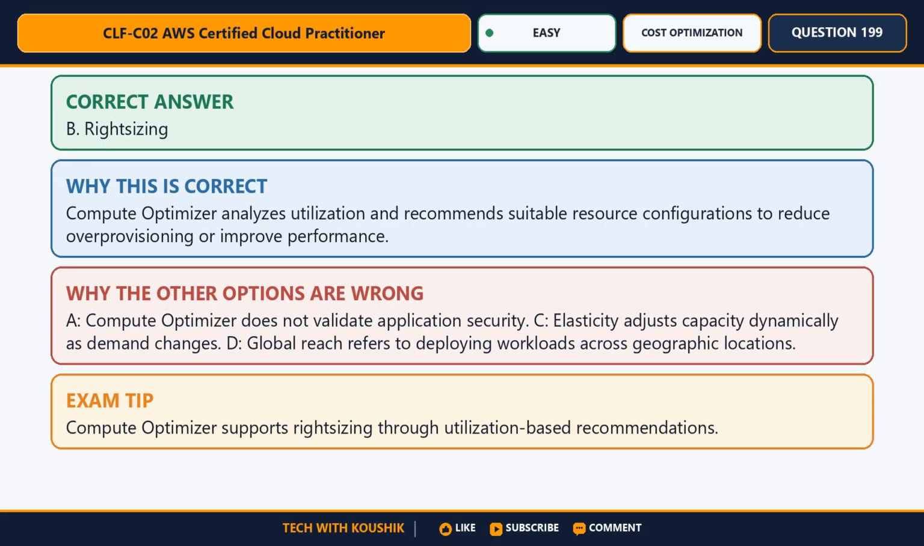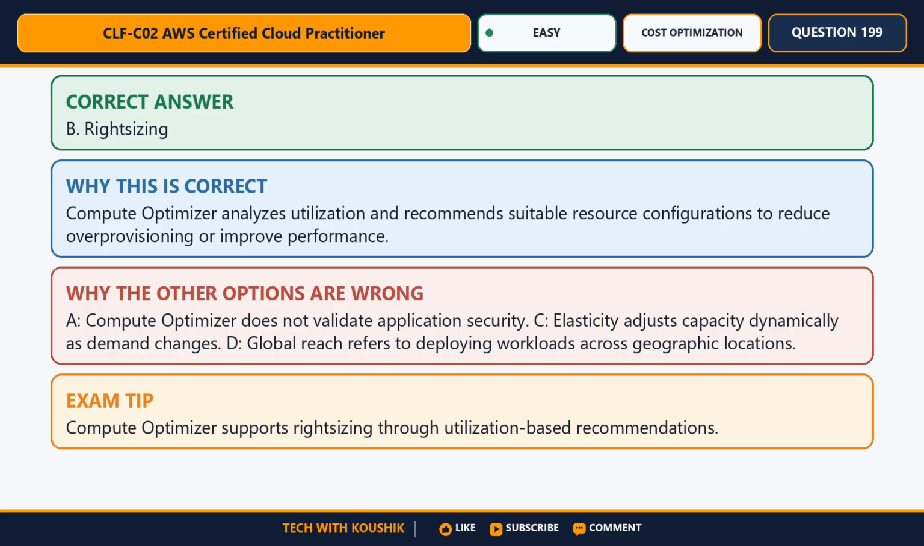The correct answer is B. Right-sizing. Here is why. Compute Optimizer analyzes utilization and recommends suitable resource configurations to reduce over-provisioning or improve performance. Why are the other options not correct?